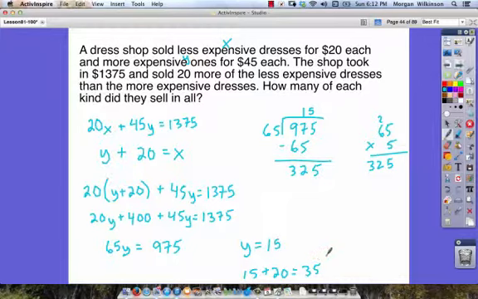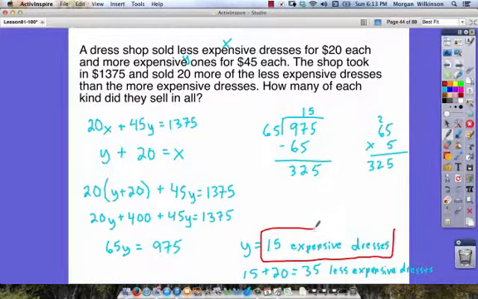So now when we write our answers out for this problem, we need to say 15, and 15 is Y. That's 15 expensive dresses and 35 less expensive. And we should write dresses here as well. And then we've got our final answers. We could go ahead and box both of those and move on.